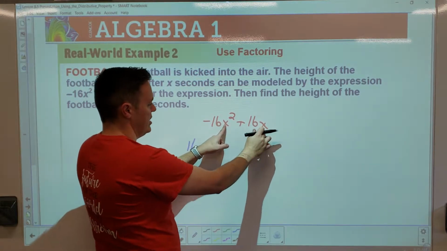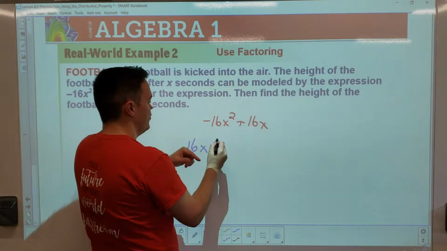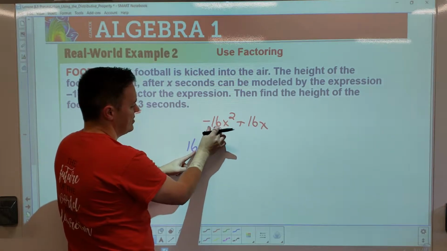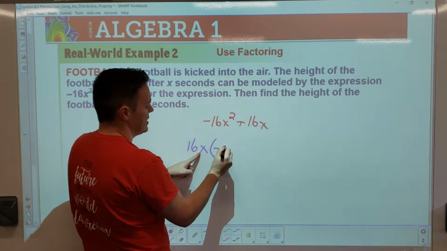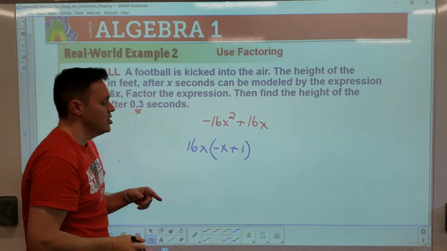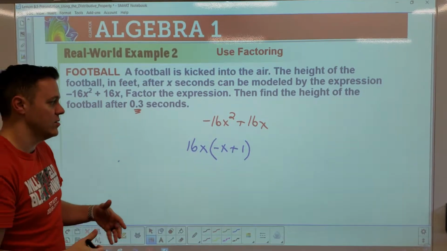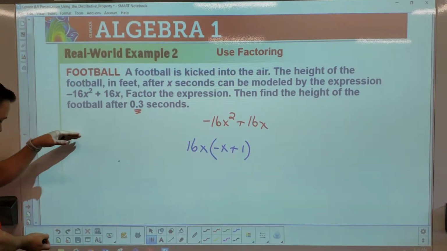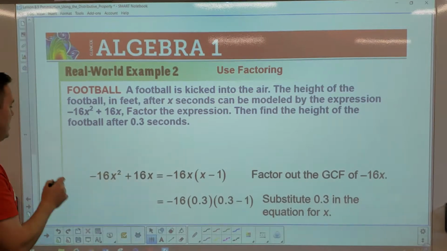And they also share at least 1x. So if you were to factor that out, you still have a negative here, but I factored out the 16, I factored out one of the x's, but I left an x behind, and it's going to be +1. So there's your factored out answer, okay? And then what you would do is you would add in or substitute 0.3 into the equation.